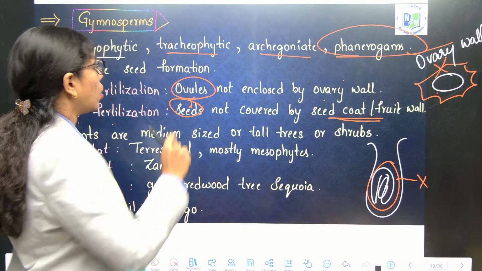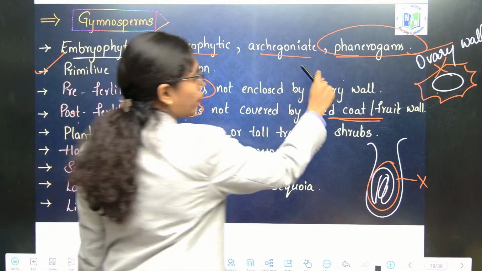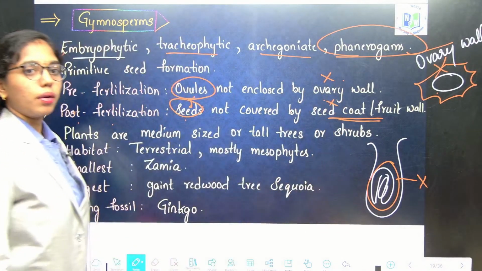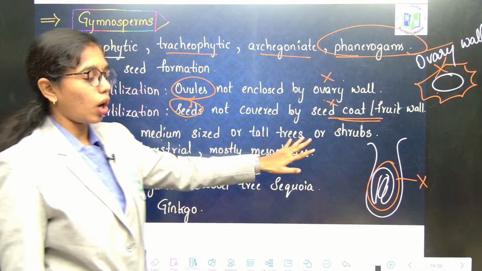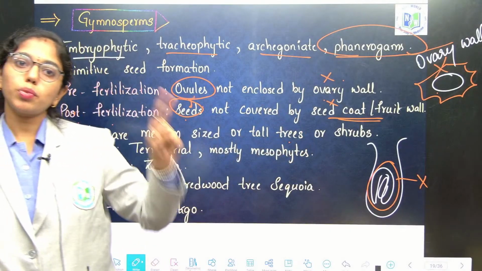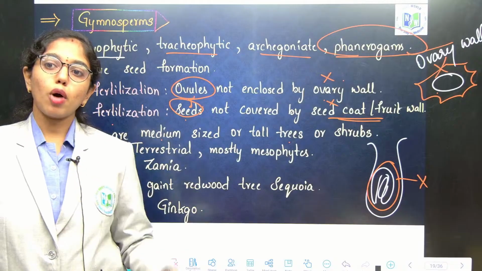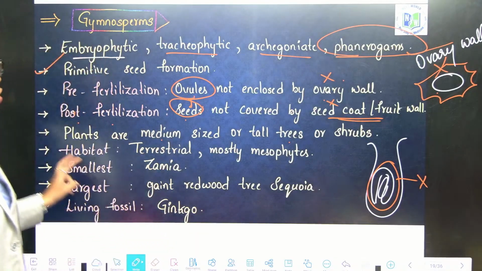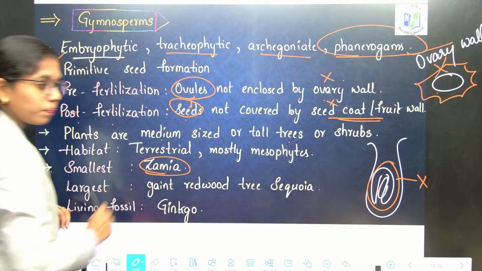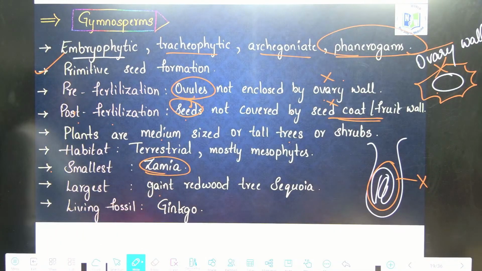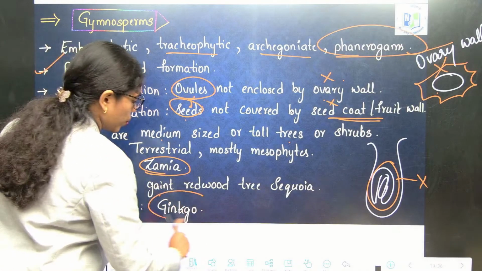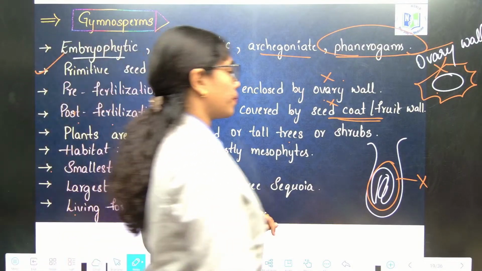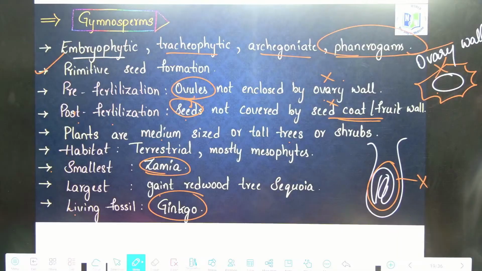You have to remember one thing: the ovule develops into the seed. There is no ovary wall, so there is no fruit wall. Before fertilization, there is no ovary wall. Clear, no? Plants are medium-sized or tall trees or shrubs. You should remember the smallest and largest gymnosperm, and the smallest and largest angiosperm. The smallest gymnosperm is Zamia. The largest gymnosperm is Sequoia. The living fossil is Ginkgo, Ginkgo biloba. This is the introductory part of gymnosperms.